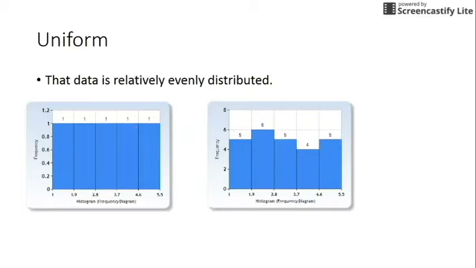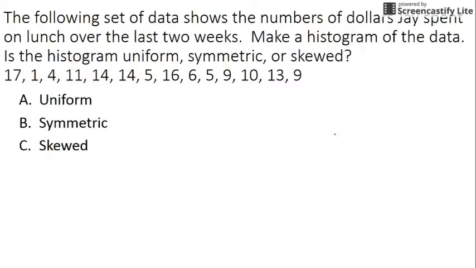Uniform. Uniform, the data is relatively evenly distributed. So this first one, this is perfect uniform. Okay, every single group has the exact same number. Now, in this next one, they're not quite as perfect, but we do see everything's at about the same number. They're really close. So I would still call that uniform data. I didn't really see any peaks there.